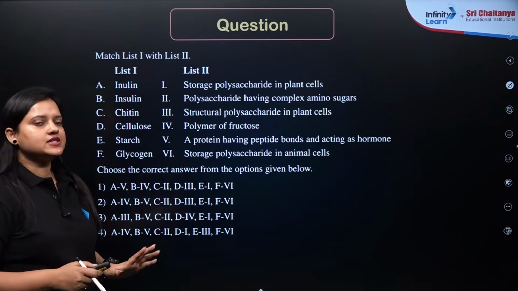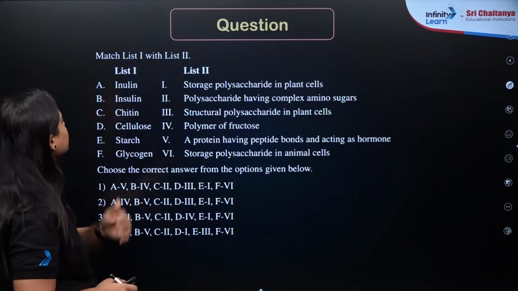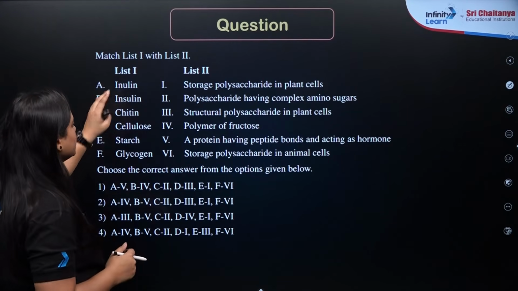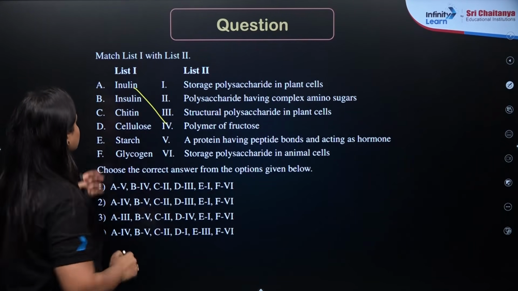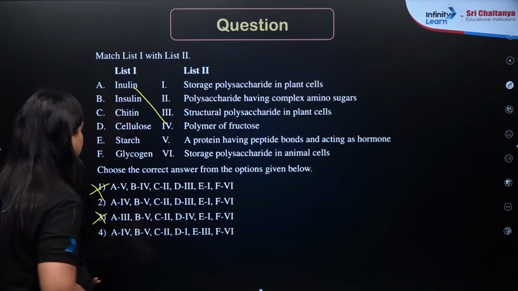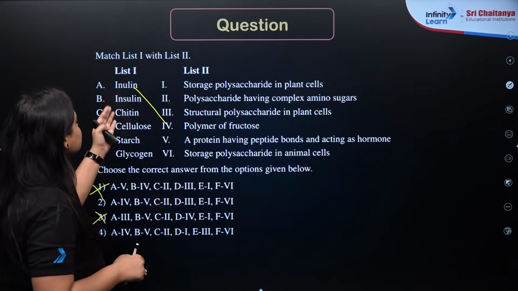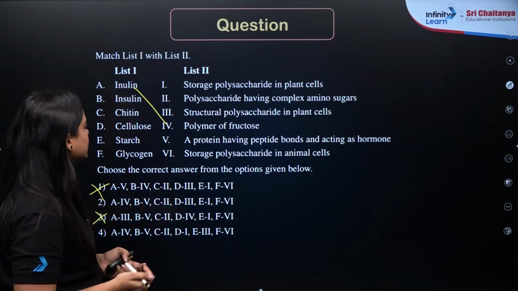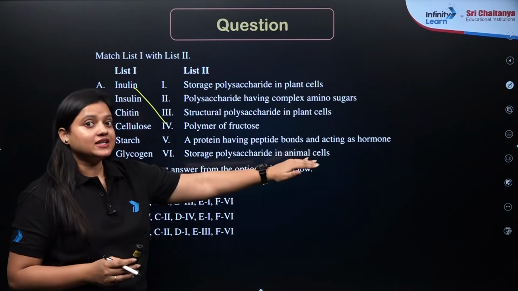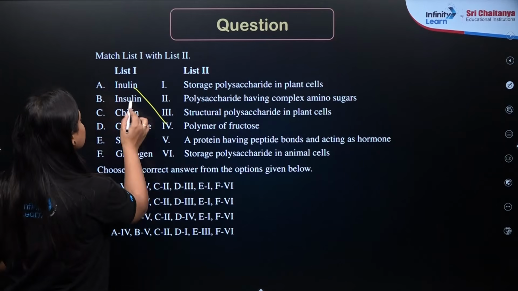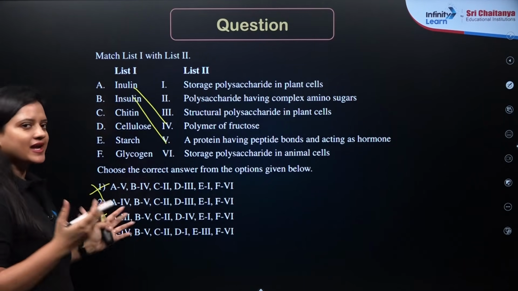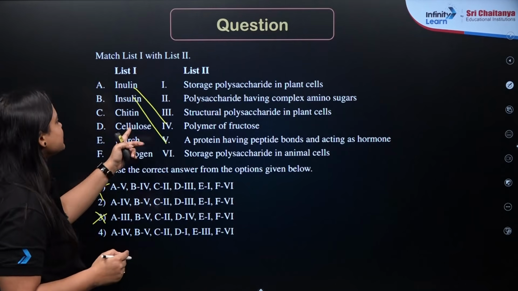Match list 1 with list 2. So we have here inulin. So inulin is a polymer of fructose, right? So inulin is a polymer of fructose. A is matched with 4. So we can eliminate first and the third option. Now insulin. Insulin is a protein having a peptide bond and acting as hormone. So insulin will be matched with 5, right? So again a tie between these two options.